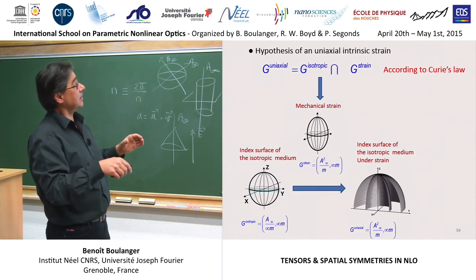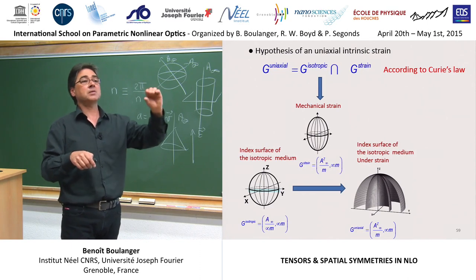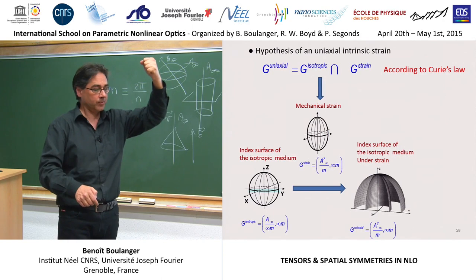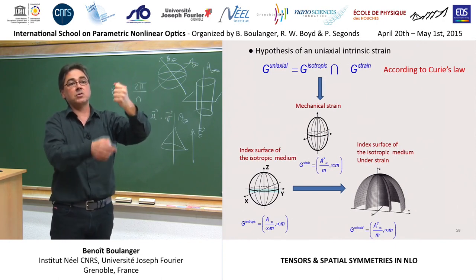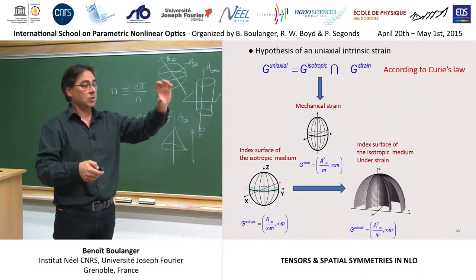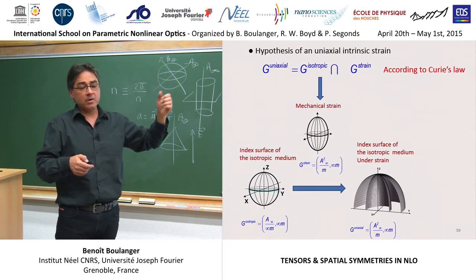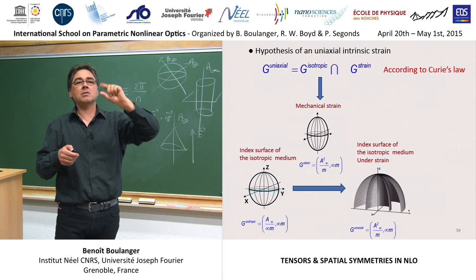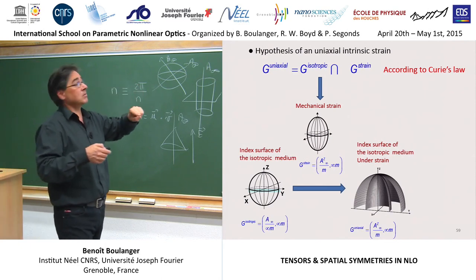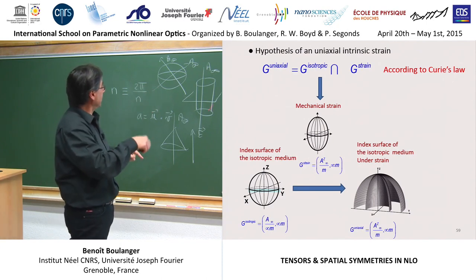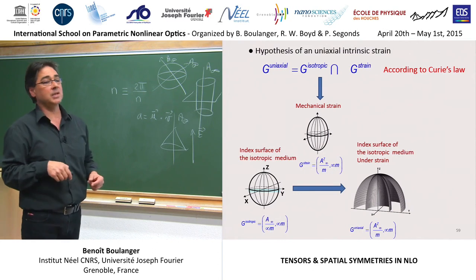And here, so it's not according to group theory, it's according to Curie's law. You put a piece of glass, you press a piece of glass, you transform an isotropic medium into a uniaxial medium because you have applied a uniaxial mechanical strain. In this fiber, we saw that the core is a little bit elliptical. And so it can be sufficient to induce that kind of mechanical strain. And if it's an ellipse, it belongs to the cylinder group here. And so the mechanical strain belongs to this infinite group.